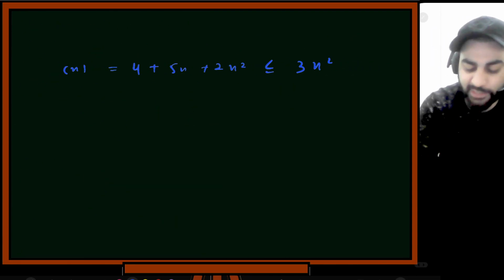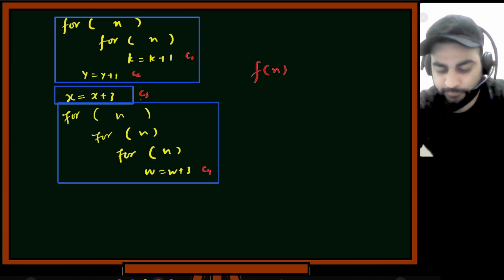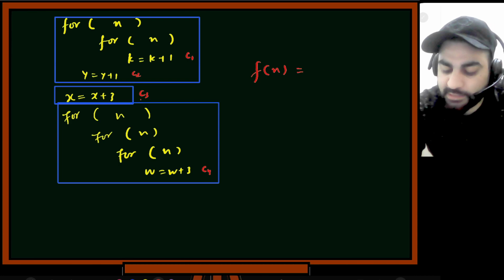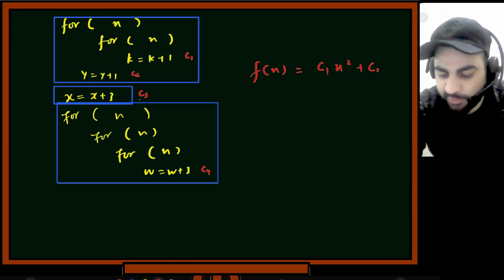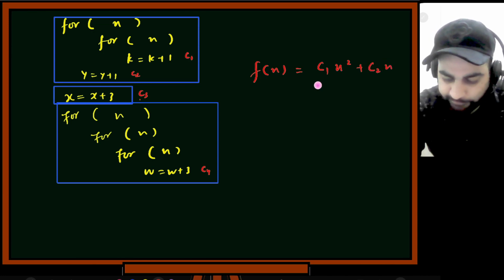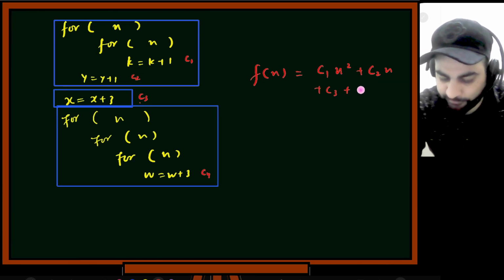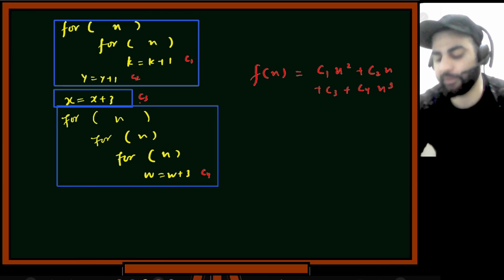Let me give you an example, and I'll see if you are able to do it. I'll pause the recording over here so that it does not appear in the recording. Give me f of n, that is c1 n square plus c2n plus c3 plus c4 n cube. Beautiful.